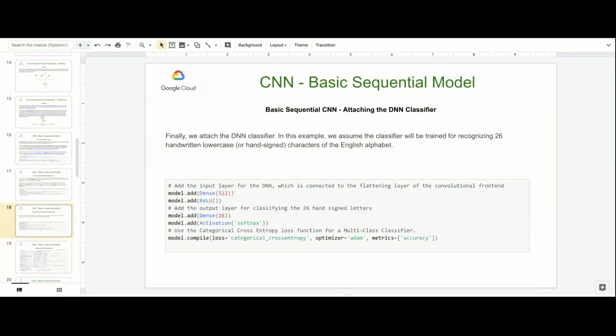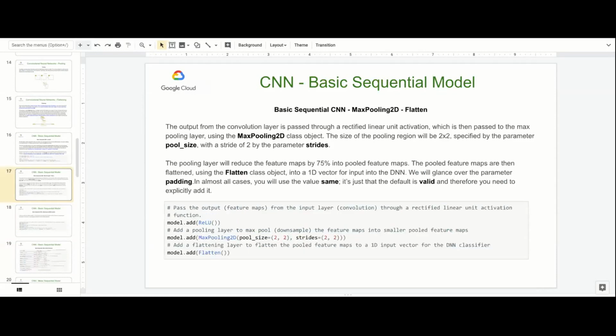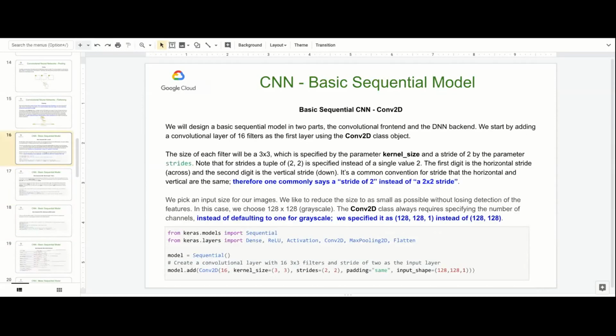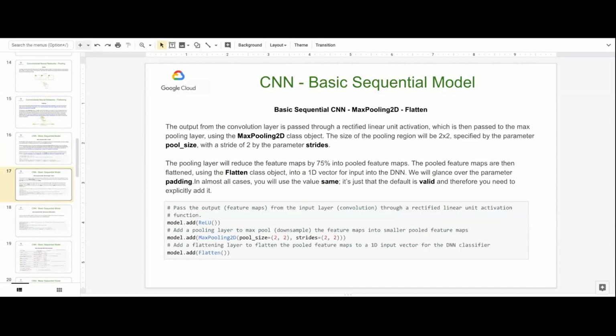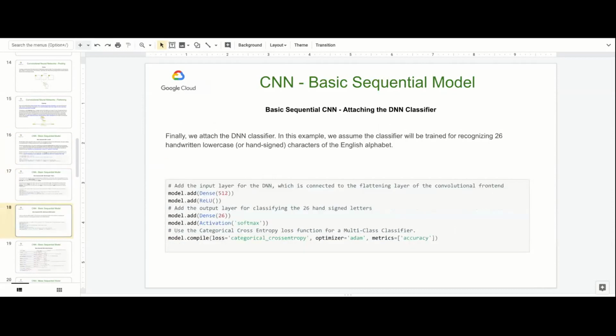Okay. So let's also take this model we built. It doesn't look like that big of a model, right? Let's just go back here. We have an input layer, 16 filters, 128 by 128 coming in. We max pool it, we flatten it. We have a dense layer of 512 and an output layer of 26, one for each letter in the alphabet. Let's do a model summary and see what it would look like.